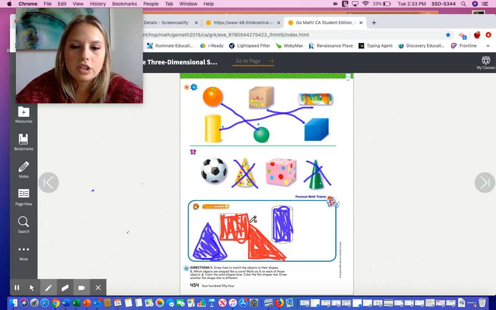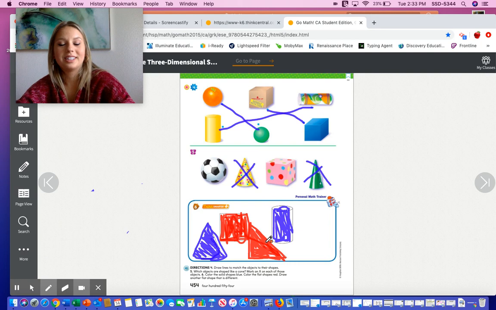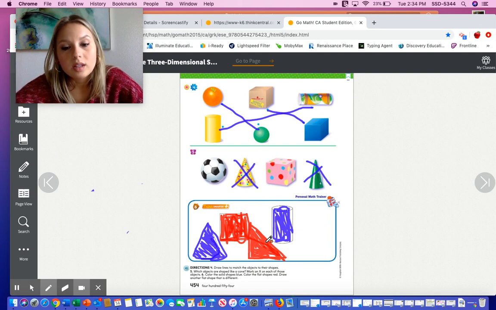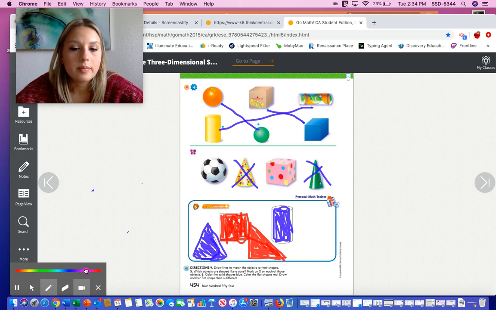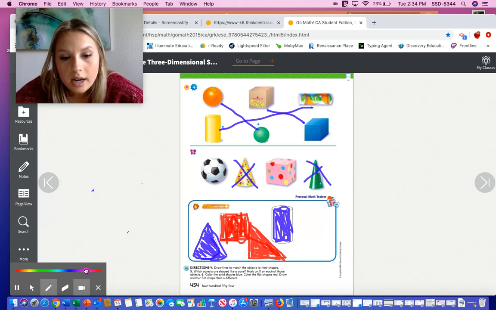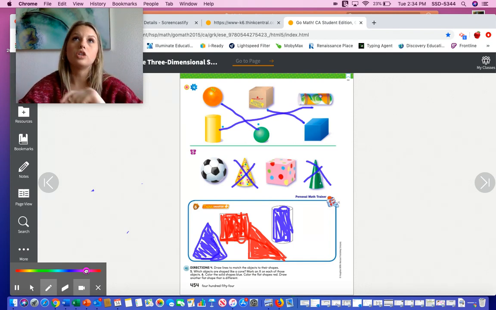I'm not doing a good job of coloring in one direction like I tell you to do, but that's because I'm trying to get it colored faster for you. And then it says you can use whatever color crayon you want, so I'm going to change to pink. Why not? And draw another shape that is another flat shape. So another flat shape is a 2D shape.